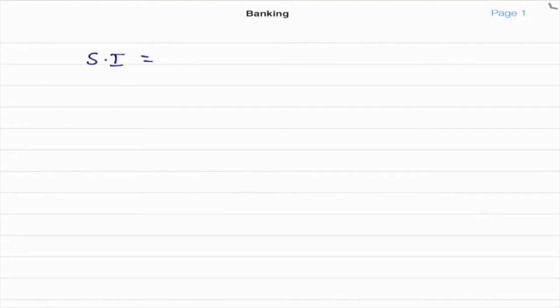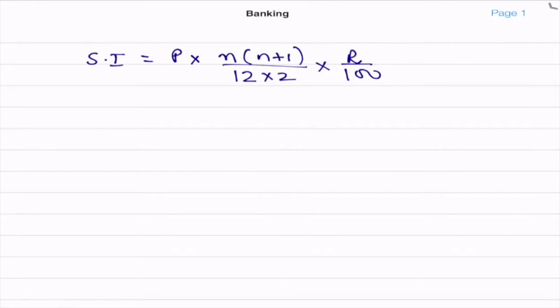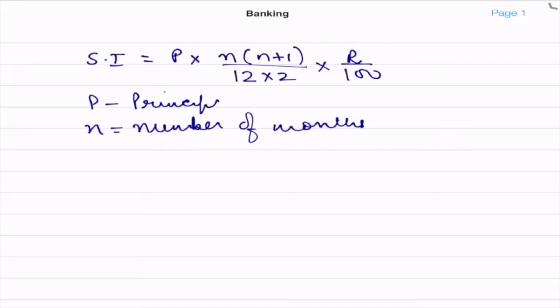So children, in this you need to remember two formulas. First is of simple interest, that is P into (N plus 1) upon 12 into 2 into R upon 100. What is P? P is the principal. Principal means the amount deposited every month. N means the number of months. So if the time is given in years, you have to convert it into months. And R means the rate of interest.